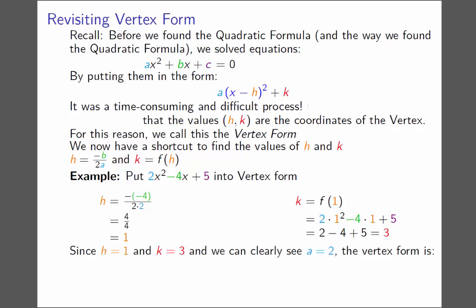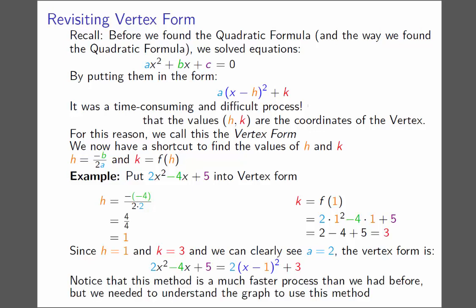Since we found that h is 1 and k is 3, and we can clearly see that a is 2 as the coefficient of x squared, we get that the vertex form is 2 times x minus 1 squared plus 3. Notice that this method is a much faster process than we had before, but we needed to understand the graph to use this method.